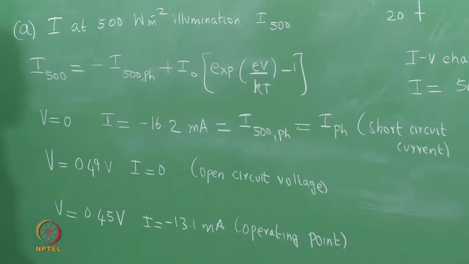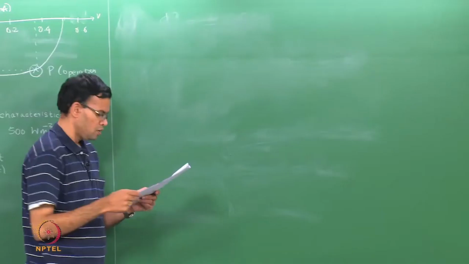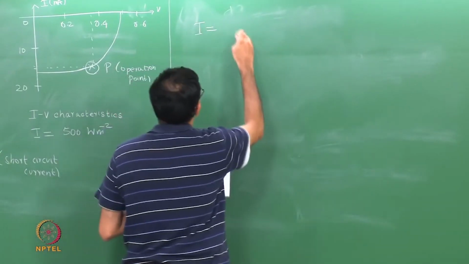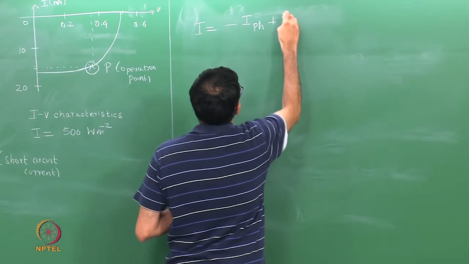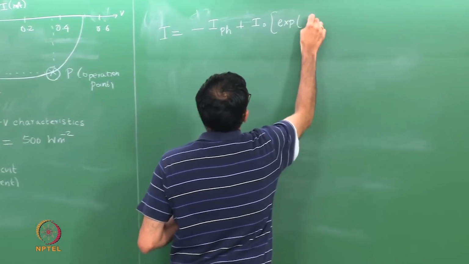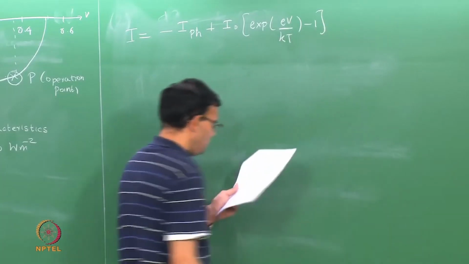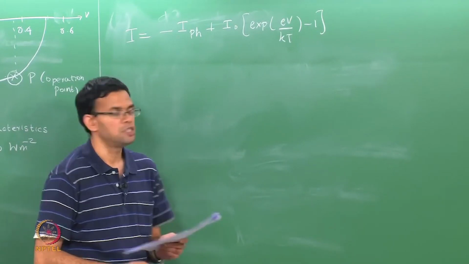So, we now have to use these to calculate the values when your solar cell is illuminated with 1 kilowatt per meter square. So, once again let me write the expression. So, I is equal to minus IPH plus I naught exponential EV over kT minus 1. So, I naught we do not know, but IPH we know.